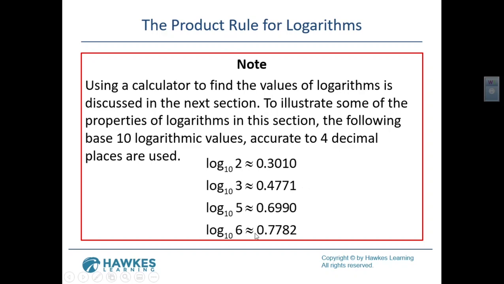And you see as we get up to 6, the decimal keeps getting bigger, because we know that 10 to the first power is 10. So even if we went log base 10 and the argument was 9, it's still going to be really, really close to 1, but not quite 1.